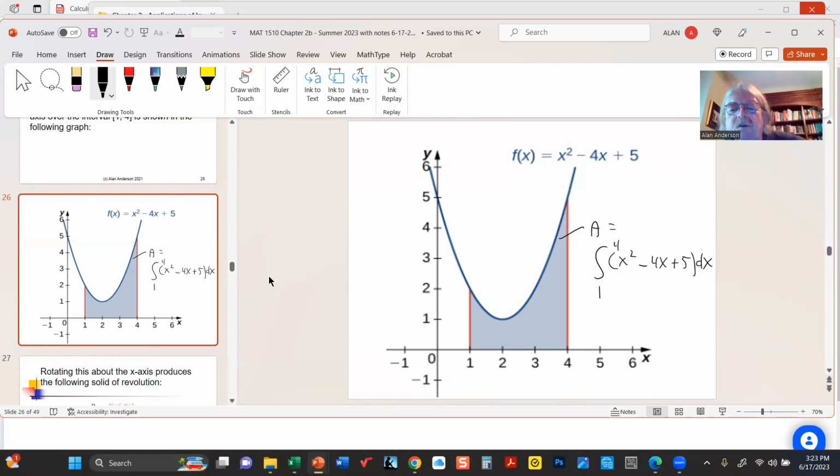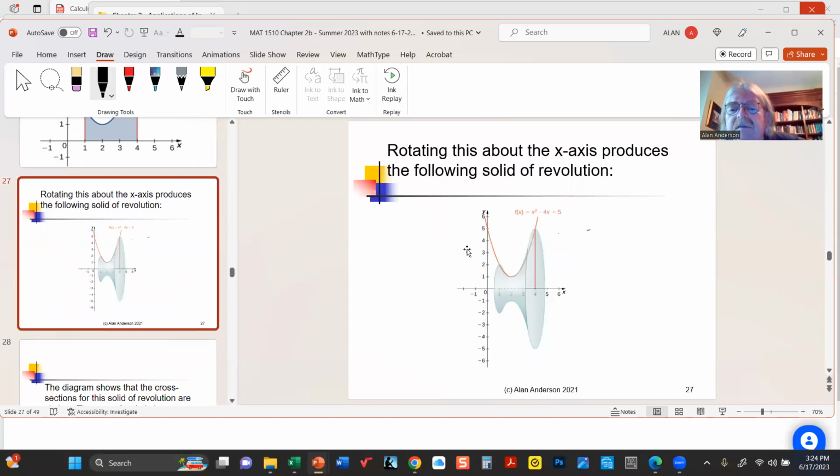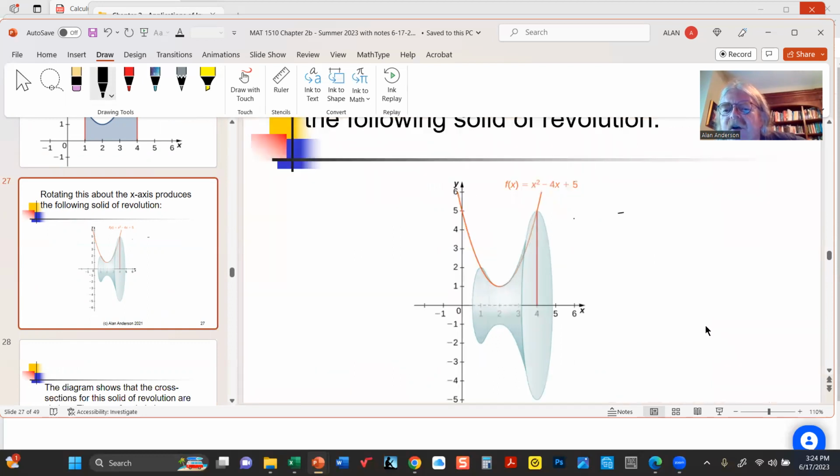And so let's see how this works. So we're going to do the rotation. Now you can see what it looks like. Let me just make this a little bigger so you can really see it. Now, I don't know how you would describe this shape, but what's clear from looking at this is that the cross sections are circles, okay?